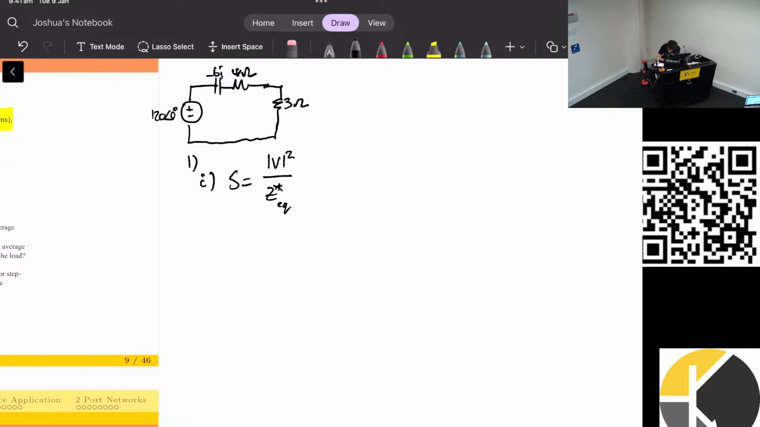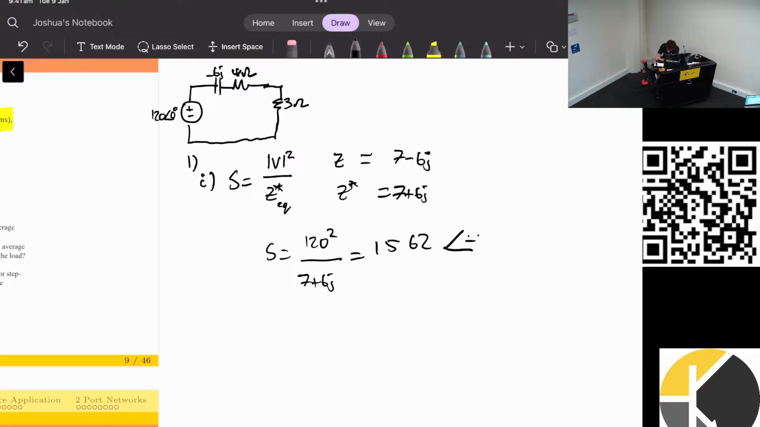So what is Z star? Z star is equal to 7 minus 6J. Just add them up. And then we can figure out that S is equal to 120 squared over, sorry, that's Z. Z star. Remember, when you're doing complex power with voltage, you have to take the conjugate, which is 7 plus 6J. And if I'm right, that will give us 1562 angle of minus 40.6 degrees. All right, any questions?